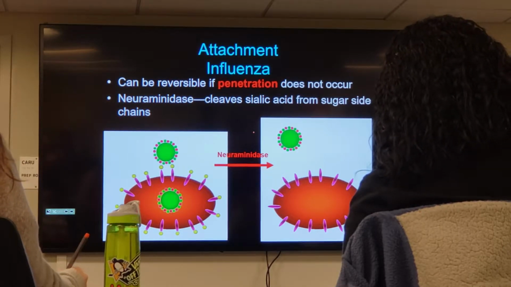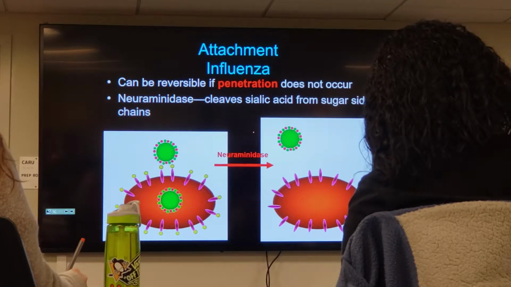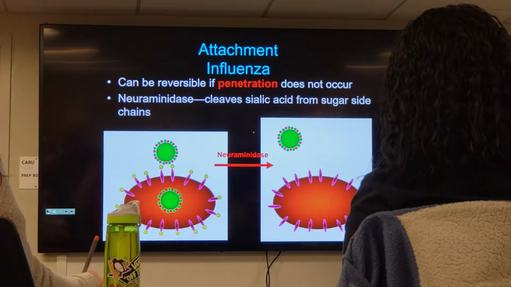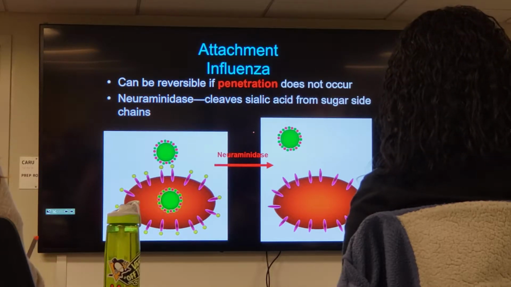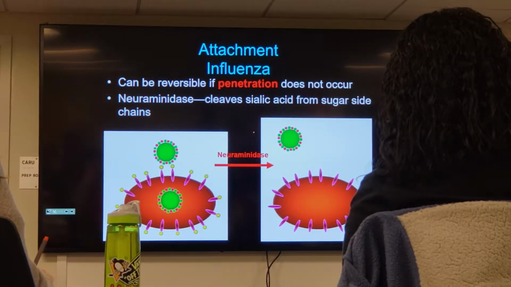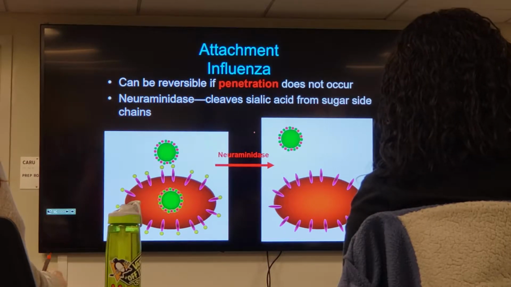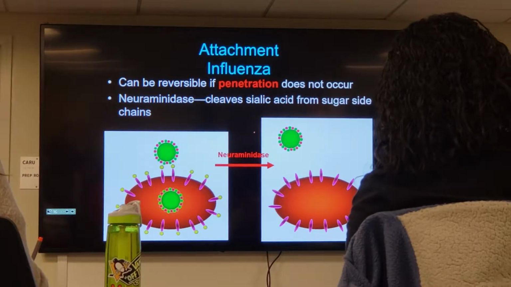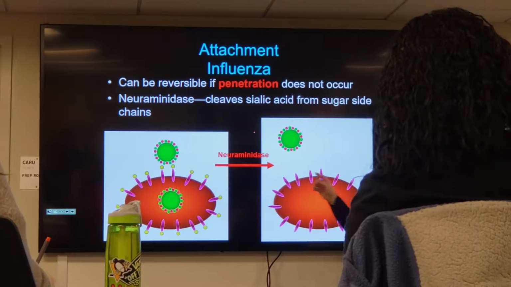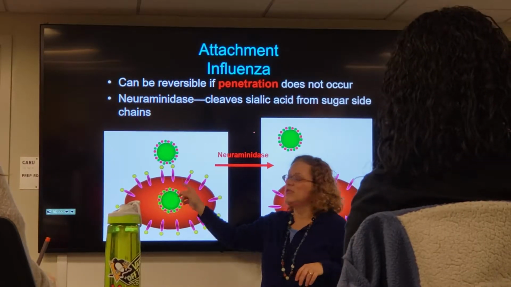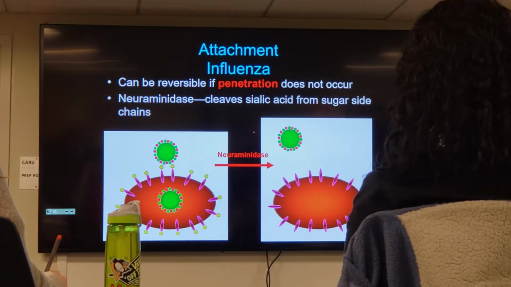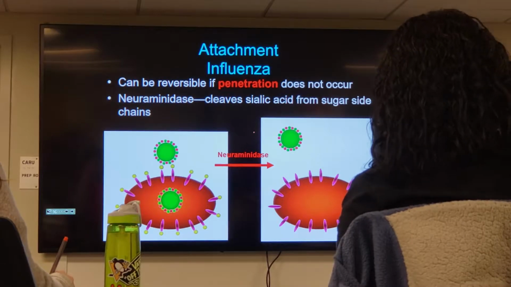And the other glycoprotein on the surface of the influenza virus is called neuraminidase. Neuraminidase is the second prong of this approach. It is required for the next phase, which is penetration. In order for the virus to actually penetrate the host cell, neuraminidase also has to come down and interact with the sialic acid receptor.